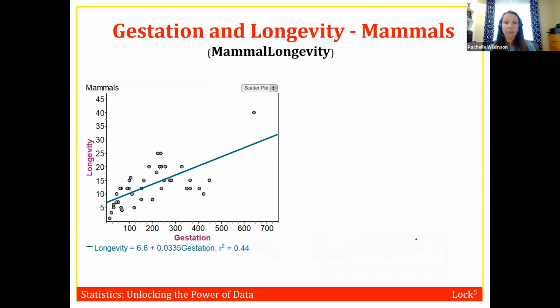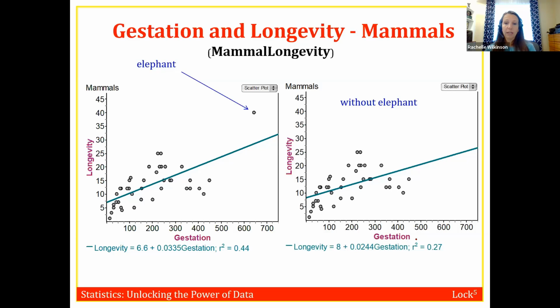And then the third thing that we're watching out for is always those outliers and influential observations. So this one is that mammal longevity data, and the elephant here is an influential observation. We can see that if I remove the elephant, it changes the correlation quite a bit, which would obviously have a huge impact on our confidence intervals, on our hypothesis tests, and all of that kind of stuff. So we always want to be careful for those, which is why we're always going to graph the data first. We're going to check all this stuff out.